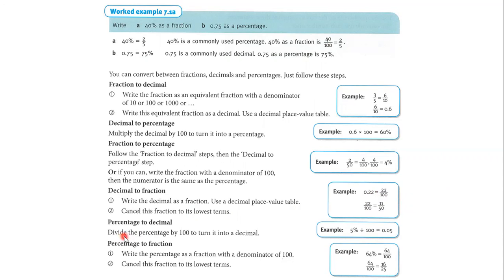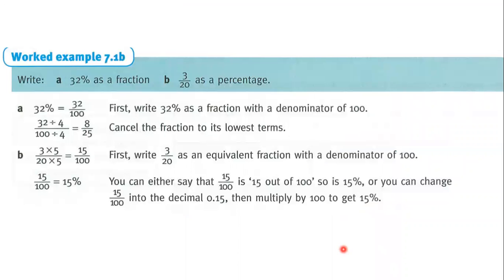Now next we have percentage to decimal. Percentage to decimal means once you remove the percentage sign, you divide with 100. Once you divide with 100, you get the answer that you want. Percentage to fraction means, as I told you, I just divide with 100. Then both are even. I can simplify this until I cannot get both even. Once I get it, that is 16 and 25.